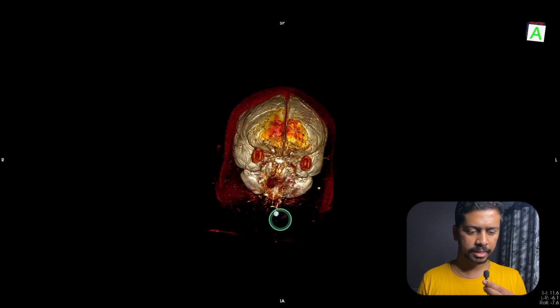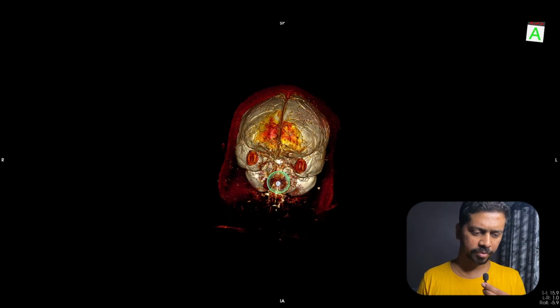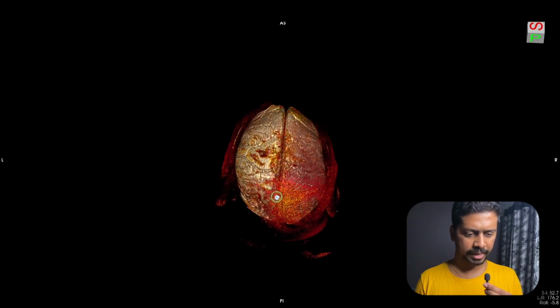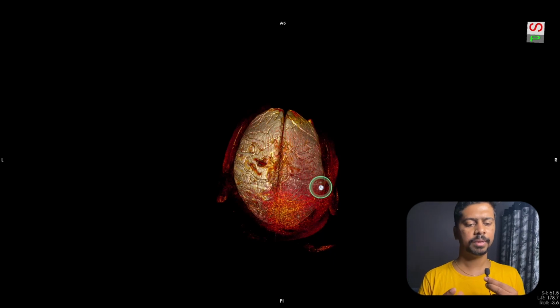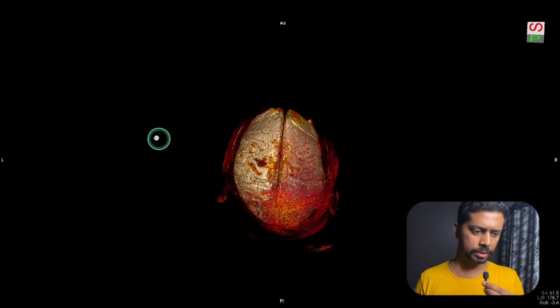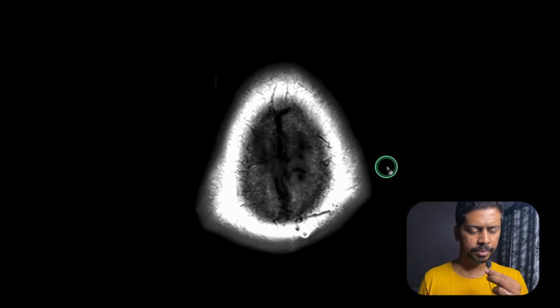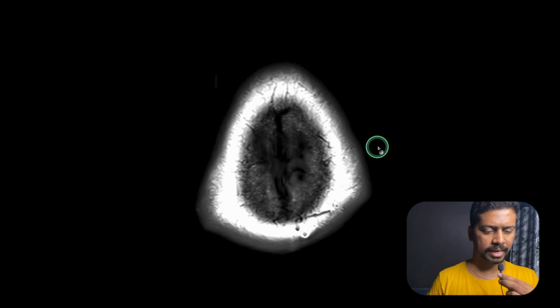And this is the coronal view where you are looking at it from the front. And the most important one, like I told you, is going to be this axial view where we are going to see the brain from a top-down view. So let's go into the brain. So this is your brain from a top-down view, that is the axial view.